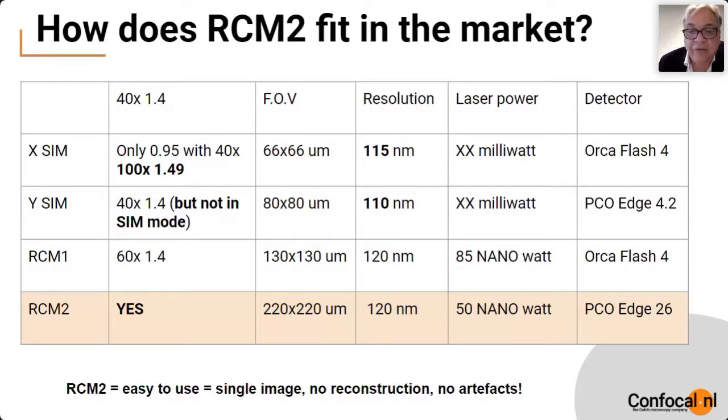To digitize that, we need small pixels, and we found that the PCO Edge 26 is ideal for that. So, according to Nyquist, we can take all the information of the 40x 1.4 in one image. This makes RCM2 very easy to use: a single image, no reconstruction, no artifacts, and all the 120 nanometer resolution in the field of view. Okay, next slide.